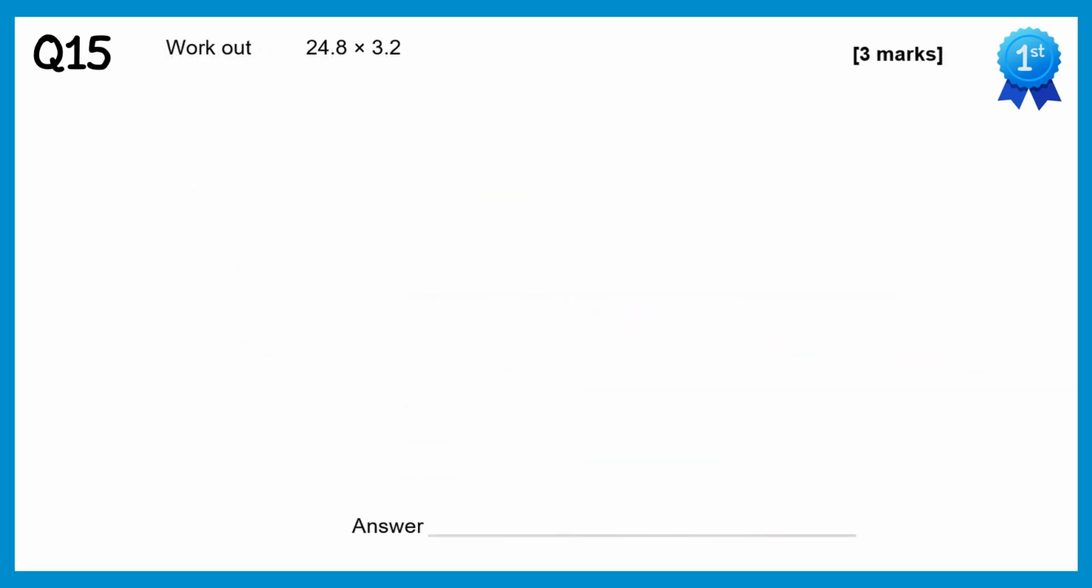For this question, we need to do 24.8 times 3.2. To do this, I would imagine the decimal points aren't there for a moment, so instead do 248 times 32. If we do this, we start with the 2, do 2 times 8, which is 16, then 2 times 4, which is 8, but add 1 to get 9, then 2 times 2, which is 4.